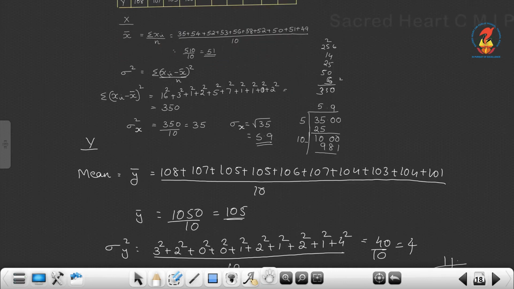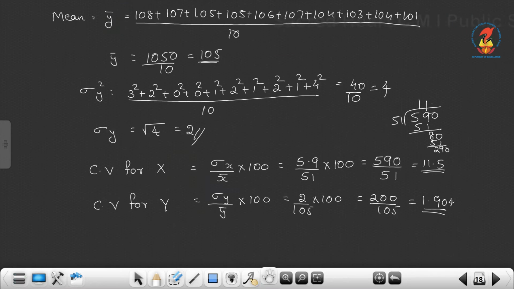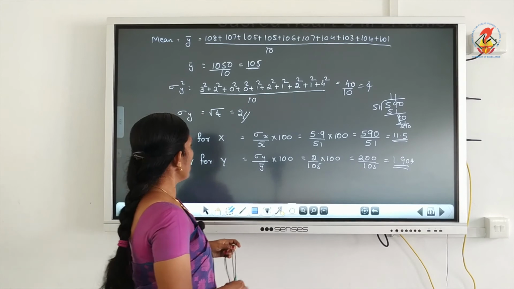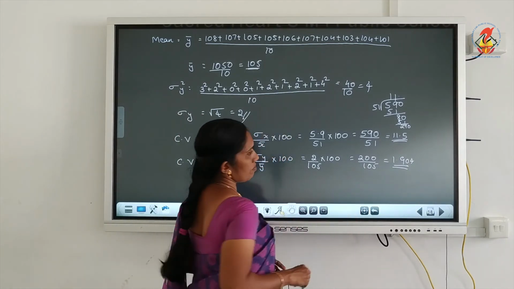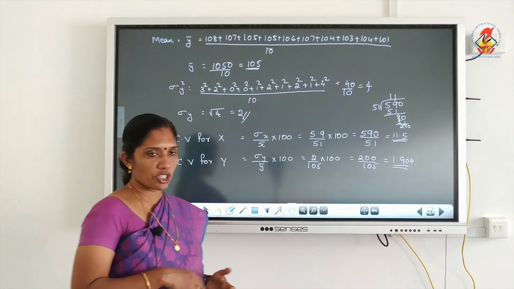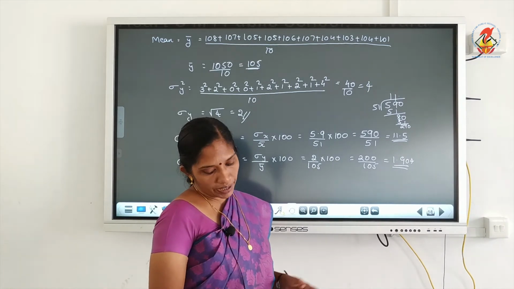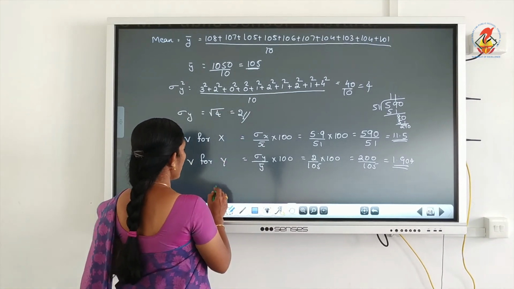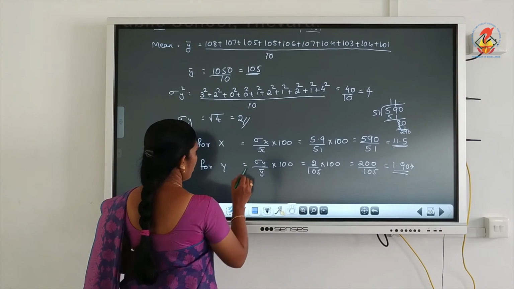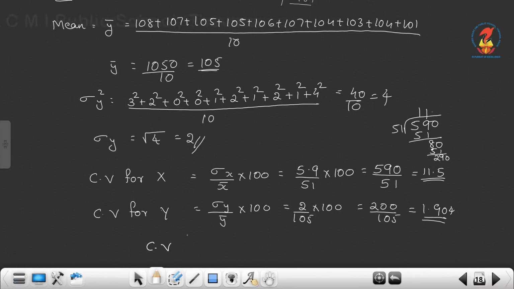Which is more stable? More stable means CV less means more stable. So CV is less for y. So who is more stable, or which share is more stable? Y is more stable. Okay. CV for y is less than CV for x. Therefore, y is more stable.